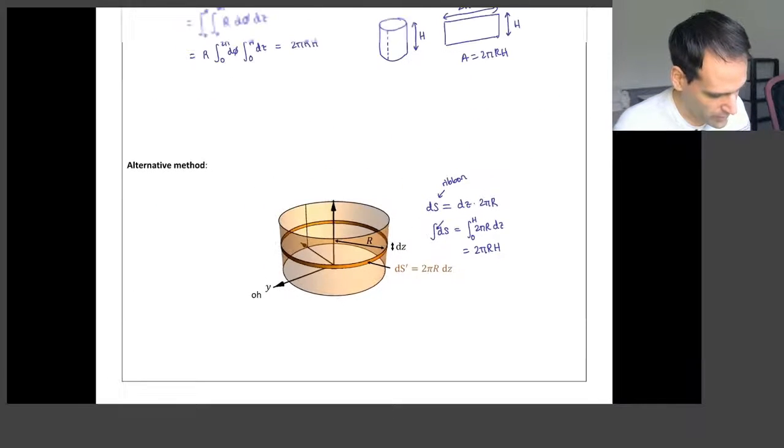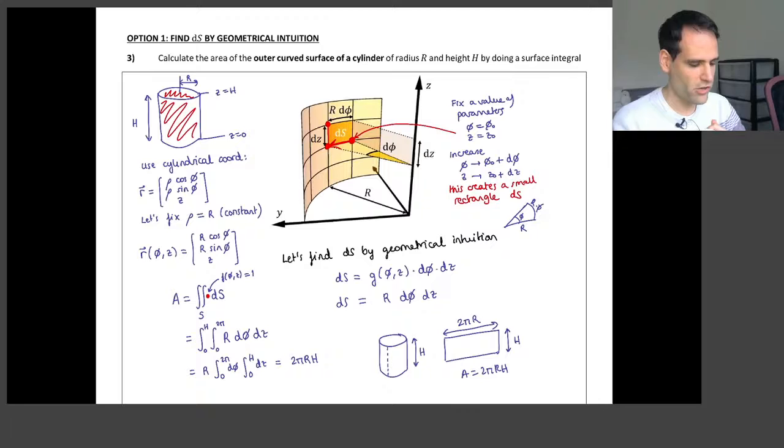Good. So that's the first way of finding ds, by geometrical intuition. And this is a very common way of doing it. And you can solve lots of problems by doing this trick of geometrical intuition.